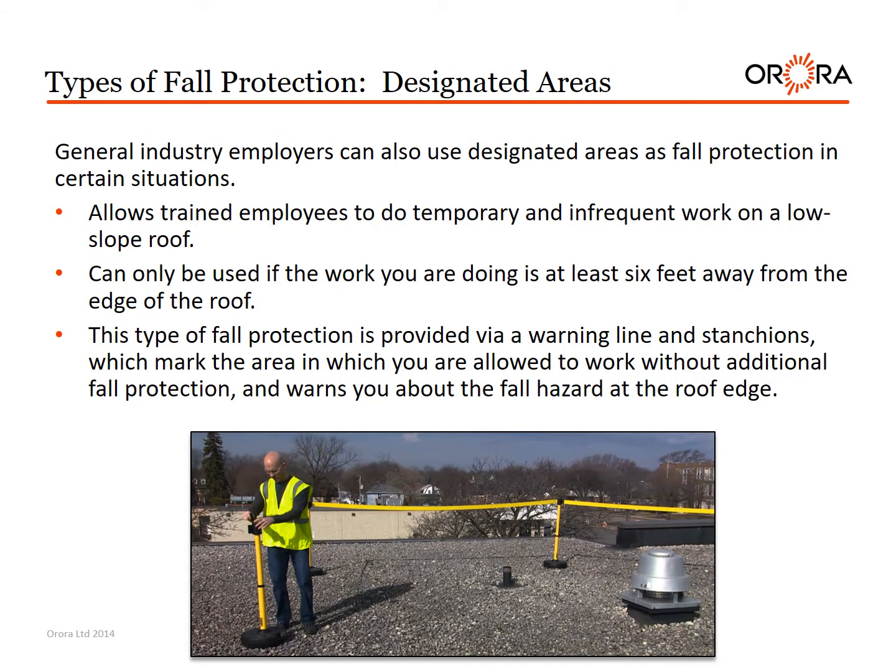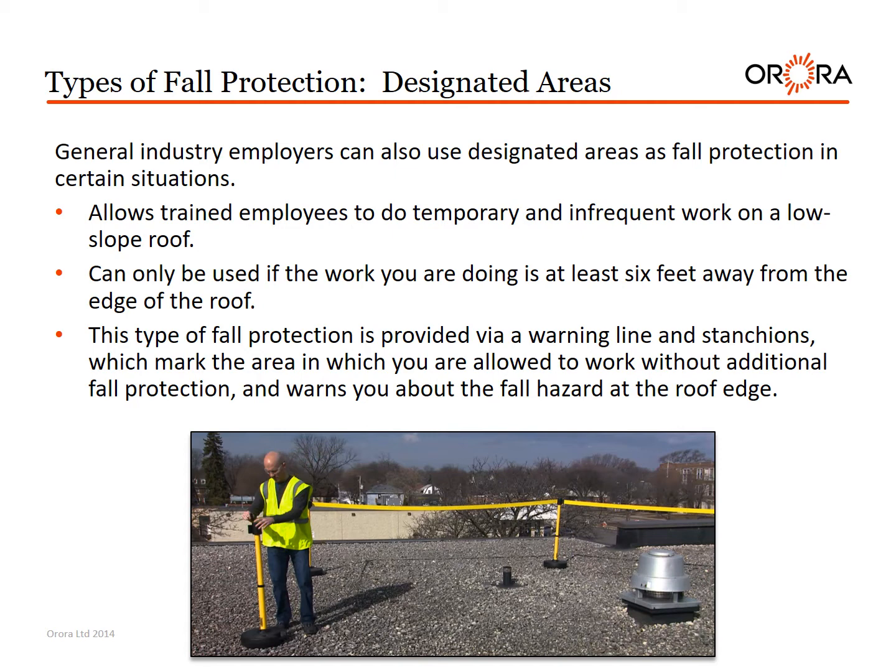Types of fall protection. Designated areas. General industry employers can also use designated areas as fall protection in certain situations. It allows trained employees to do temporary and infrequent work on a low slope roof. It can only be used if the work you are doing is at least 6 feet away from the edge of the roof.